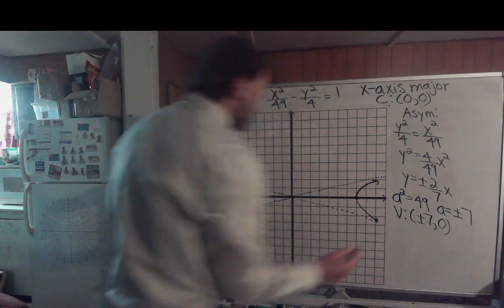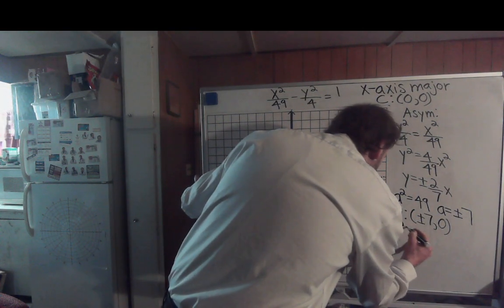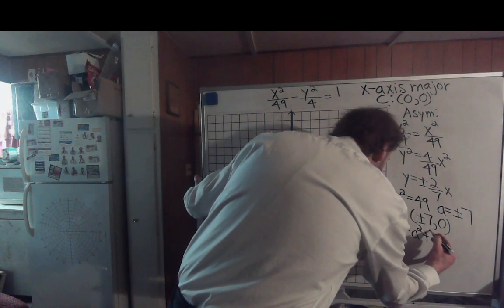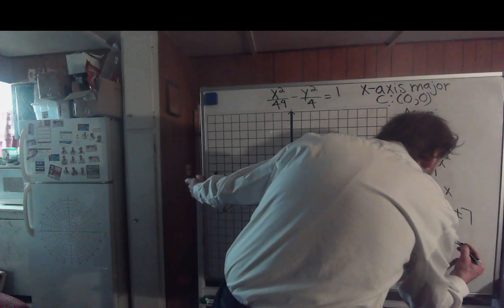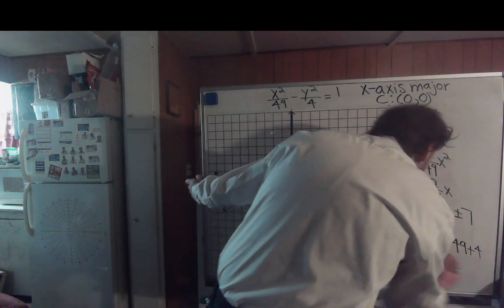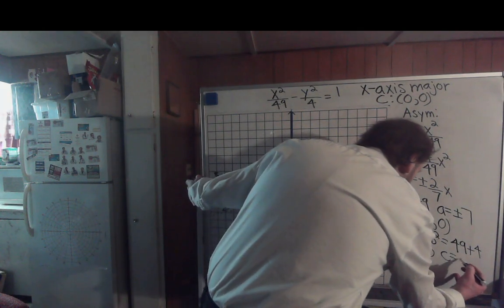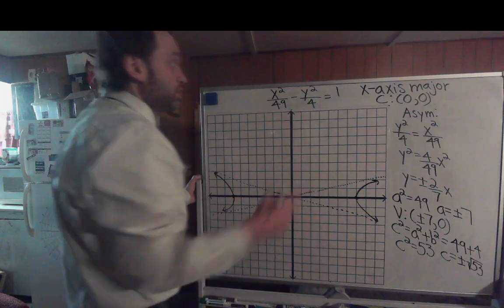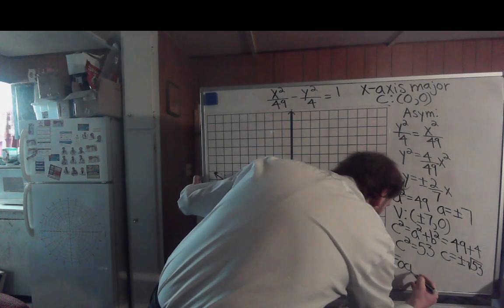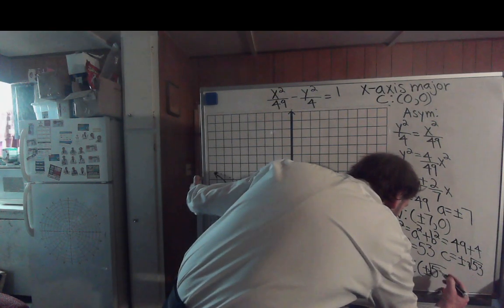And then last but not least, let's go ahead and find the foci. So c squared equals a squared plus b squared. So that would equal 49 plus 4, which means c squared equals 53. So c equals plus and minus the square root of 53. So your foci, since your x-axis is the major axis, will be at the points plus and minus square root of 53, 0.